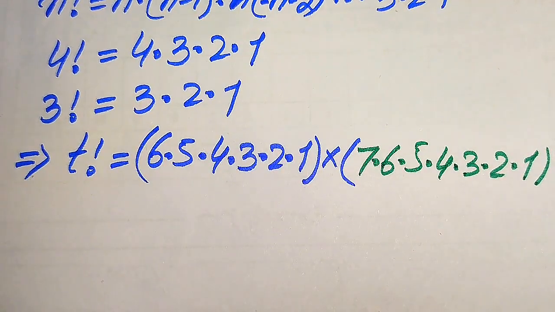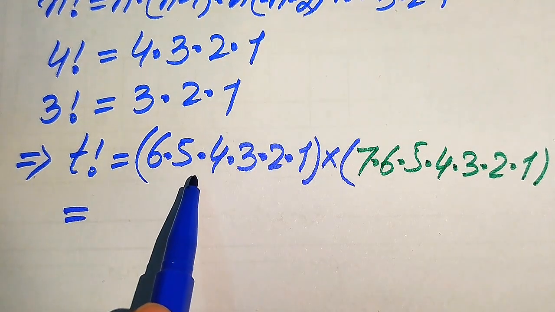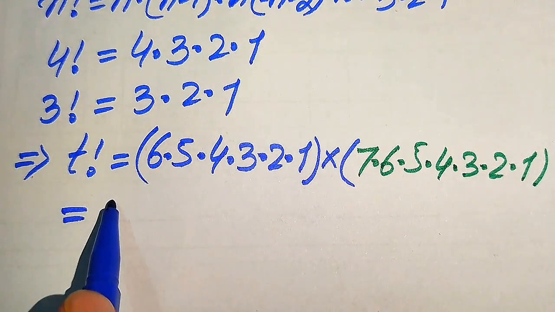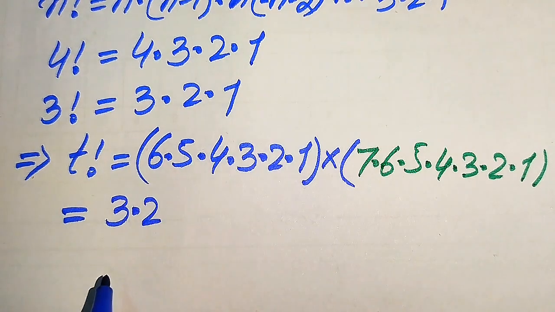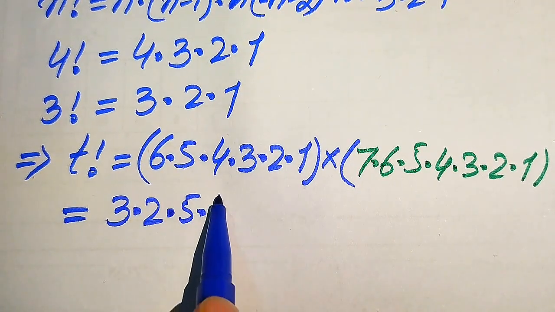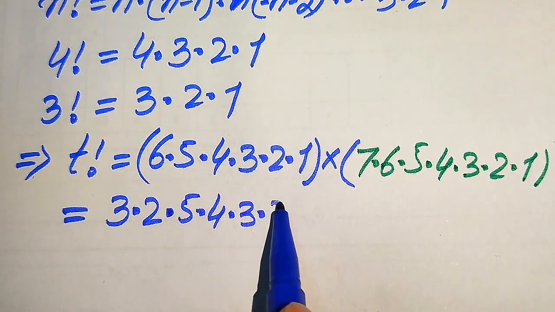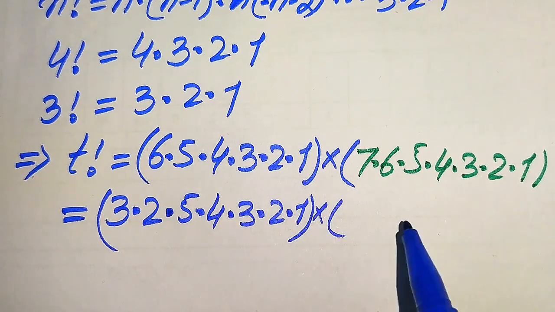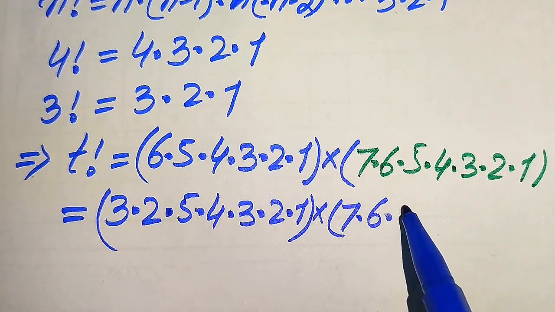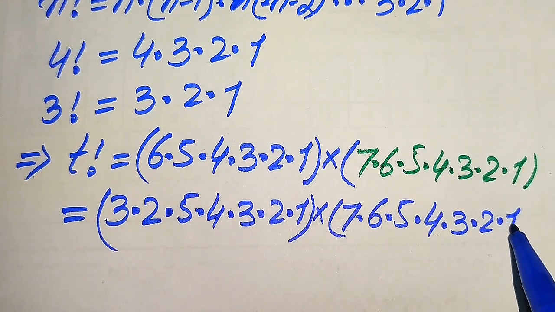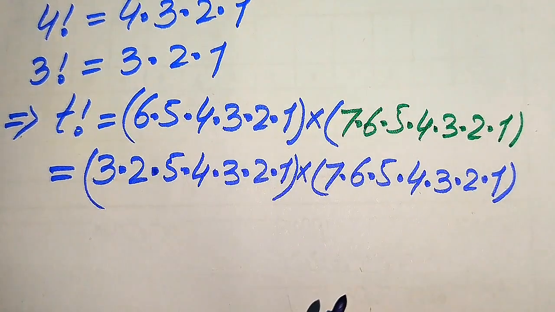Now we break both of these factorials, and we focus on the first terms. Here this is our 6. We break this 6 as 3 multiplied by 2, and we write all of the other terms as they are: 5 times 4 times 3 times 2 times 1, multiplied by, we write all of these values as they are, 7 times 6 times 5 times 4 times 3 times 2 times 1. This is our 7 factorial.